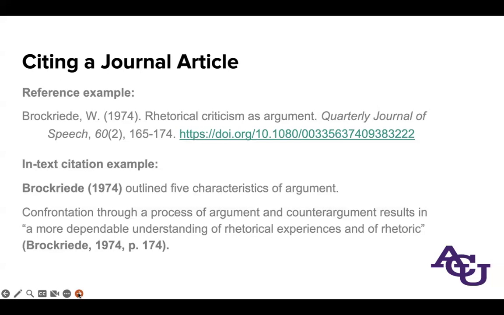For the direct quote, I decided to put it all at the end in a parenthetical citation. I still need locator information to help the reader find the quote in its original context. So I put the author, the year, and the page in parentheses with all the elements separated by commas. Brock Reed, comma, 1974, comma, page 174.